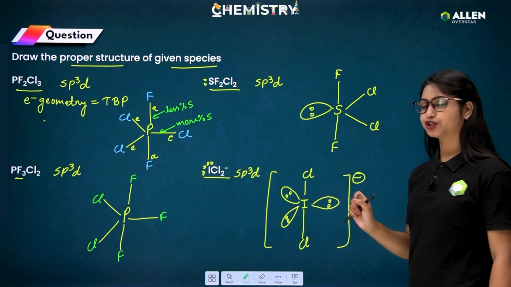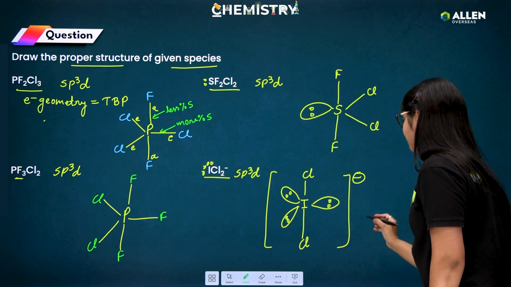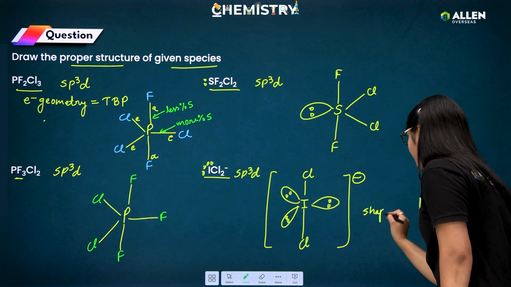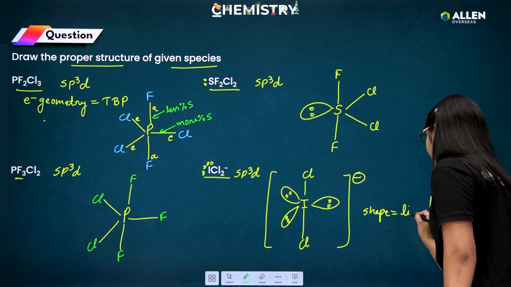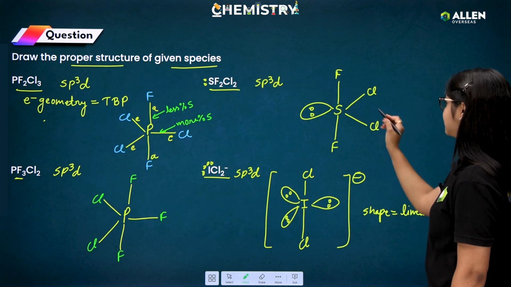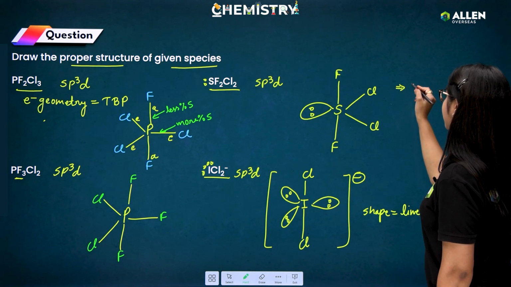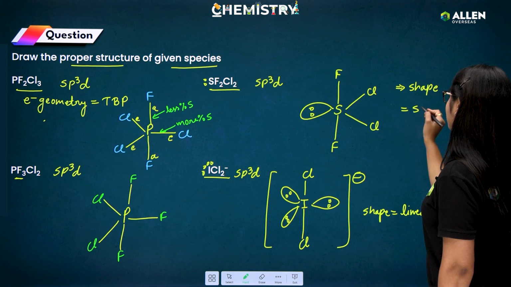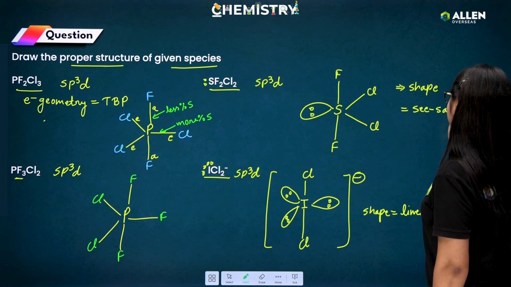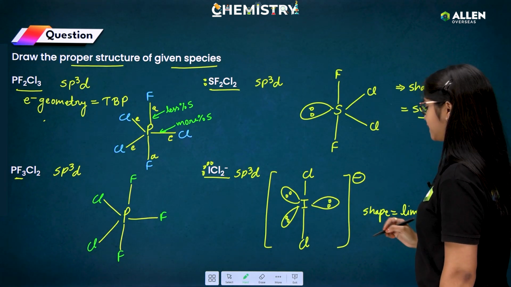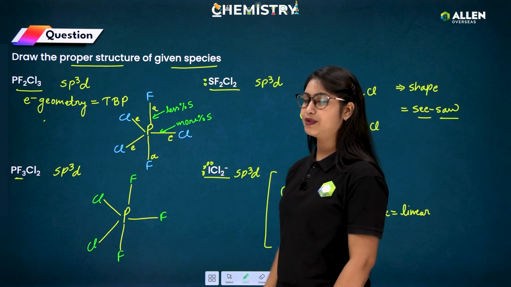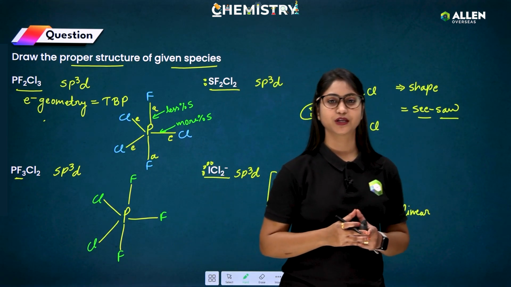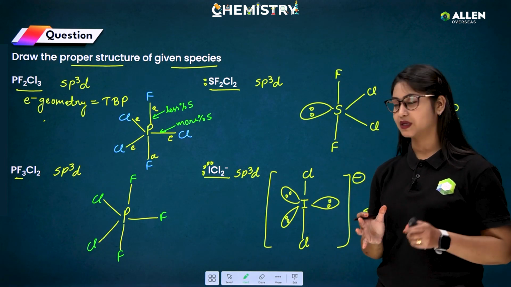And if we talk about the shape of this molecule, the shape of this molecule is linear. Similarly, the shape of this molecule will be seesaw shape. This is called seesaw shape, okay. So this is how we can make a proper structure of a molecule following the Bent's rule, right?